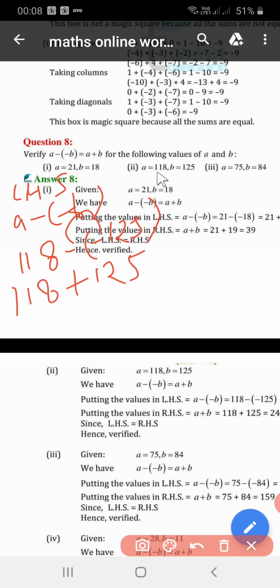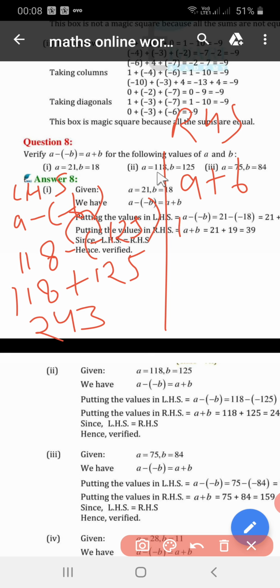You have to sum. So what will you get? 243. Similarly, right hand side, a plus b is 118 and 125. Similarly, you will get 243. So we can say for the values of a is equal to 118, b is equal to 125, this equation is satisfied. Why? Because left hand side is equal to right hand side.